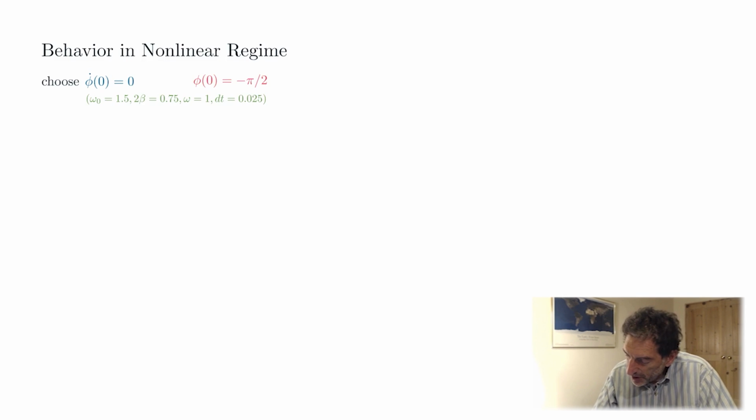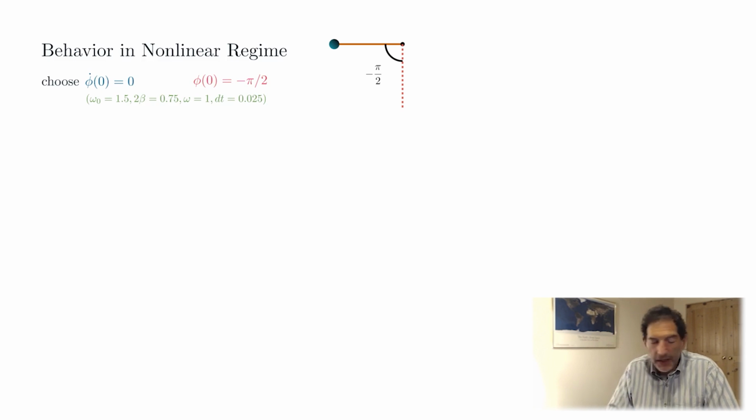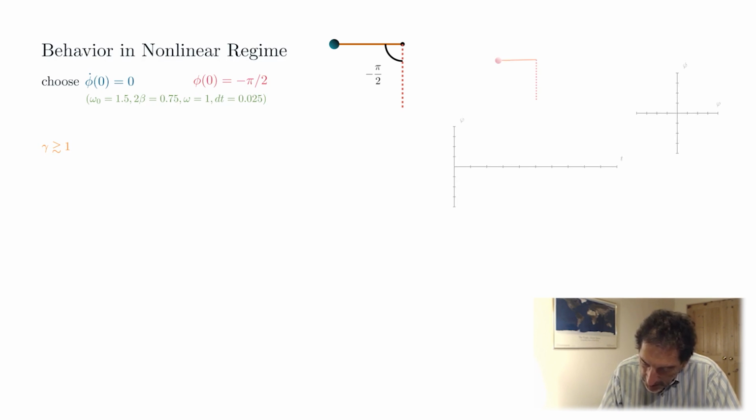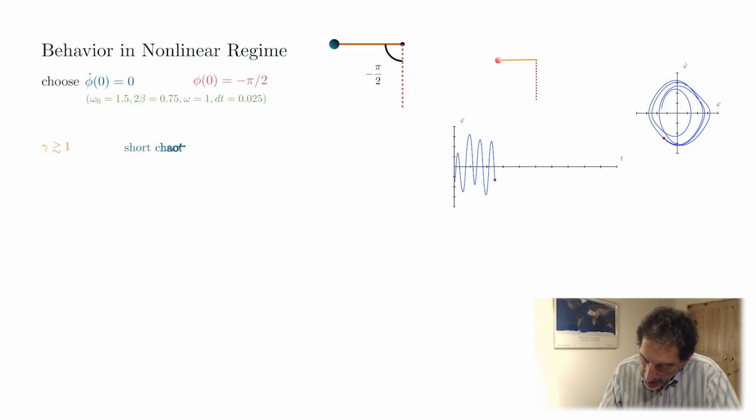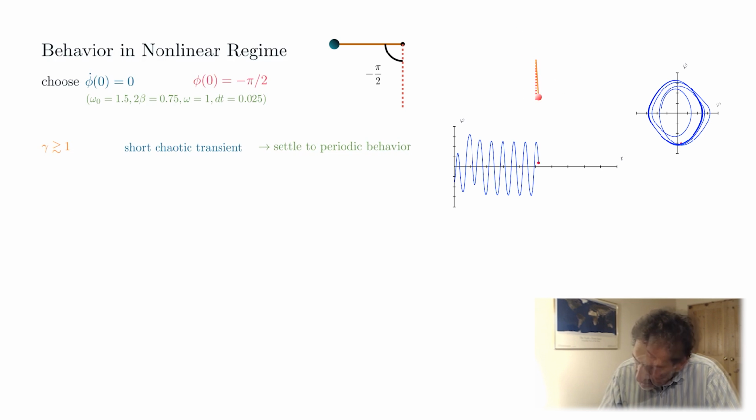So that means we're starting our pendulum. Here's the pivot point. The pendulum is inclined at an angle minus pi over 2 with respect to the vertical, and here is the pendulum itself. We're starting at rest, so it's going to begin rotating counterclockwise. When gamma is a little bit larger than 1, one finds that there is a short chaotic transient, but then eventually you settle to periodic behavior.